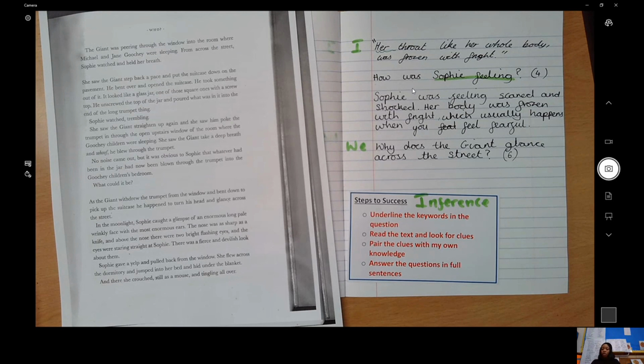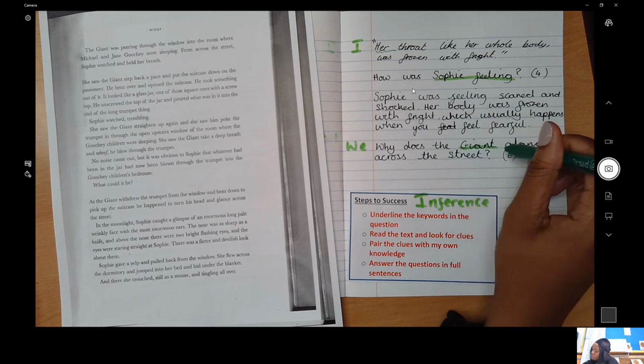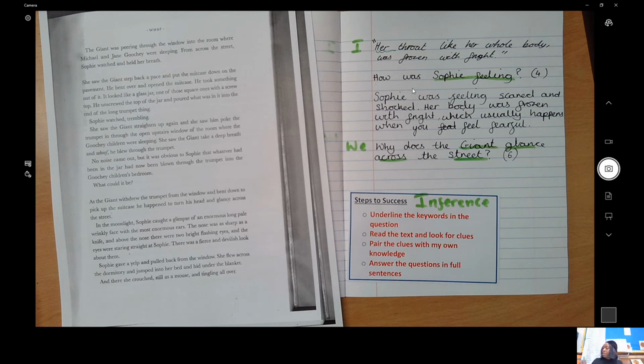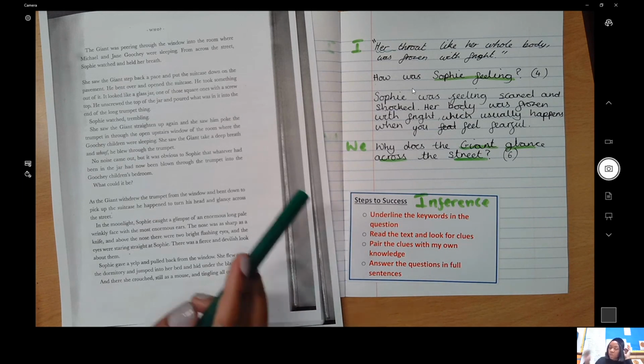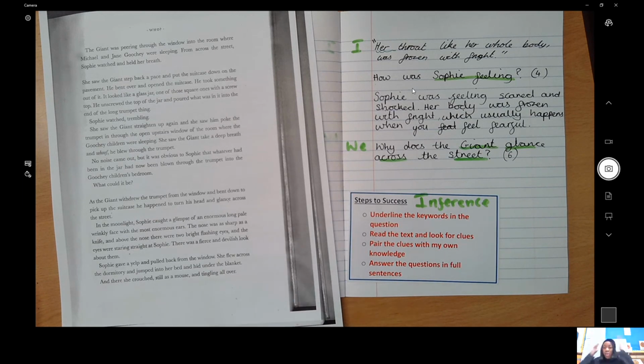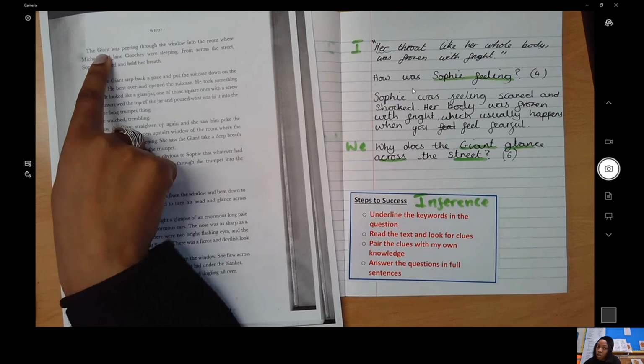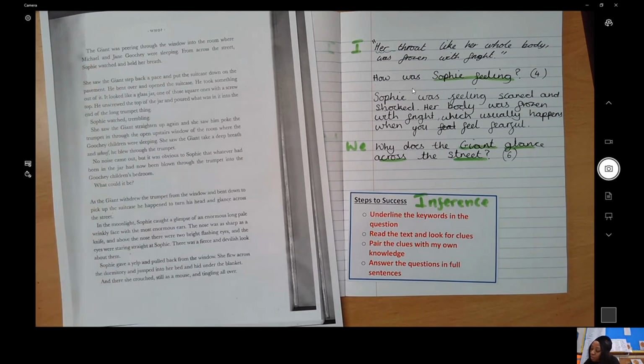Why does the giant glance across the street? First thing I've got to do is follow the steps, underline the keywords in the question. So I'm looking for the giant glancing across the street. Because the giant, who am I talking about? The giant. What is the giant doing? It's glancing where? Across the street. Now I've got to read the text and look for clues. So I'm going to read the text. I can see giant there, but it doesn't talk about the giant glancing, so I'm going to keep going.